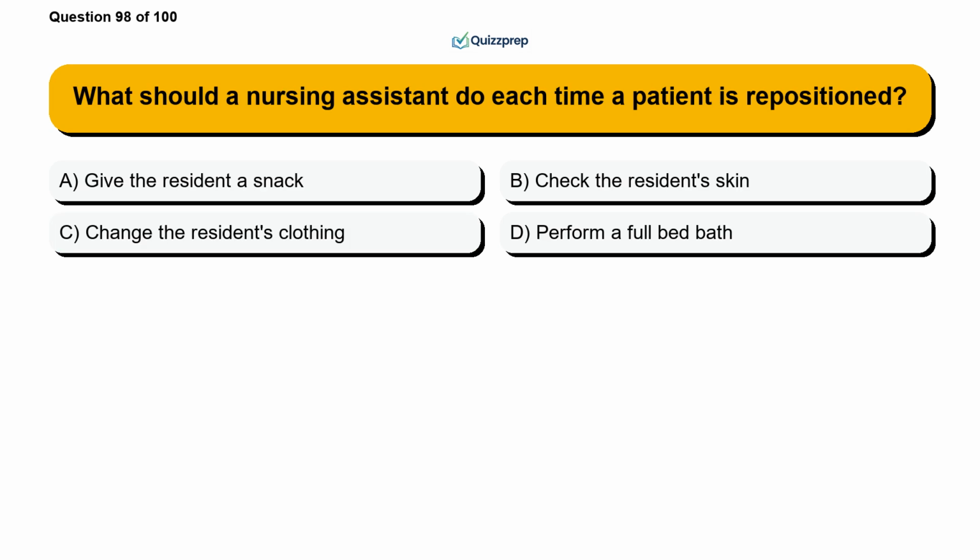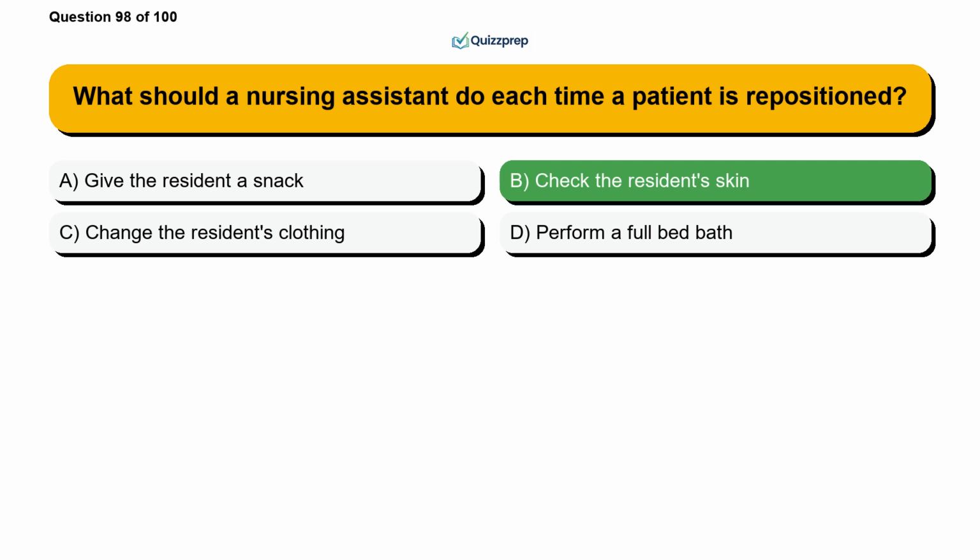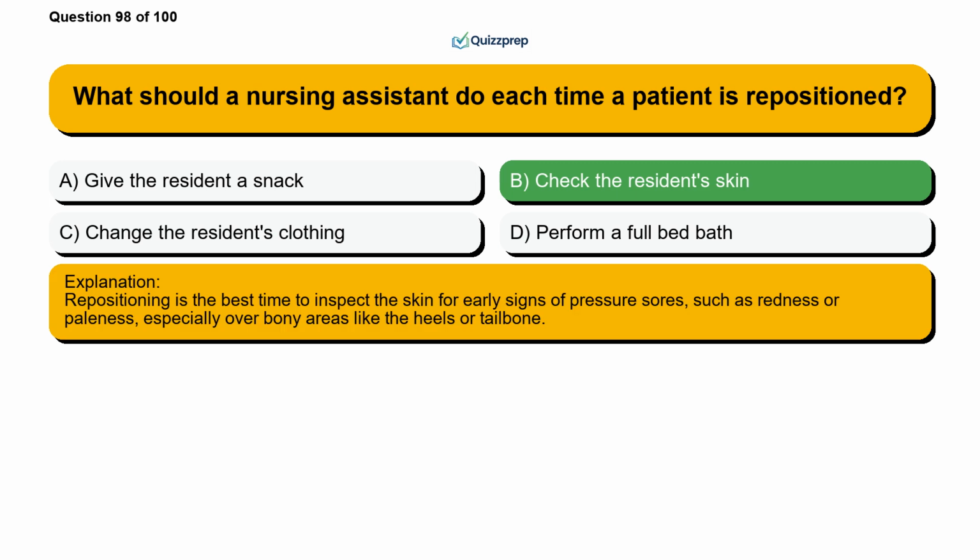Question 98. What should a nursing assistant do each time a patient is repositioned? Option A, give the resident a snack. Option B, check the resident's skin. Option C, change the resident's clothing. Option D, perform a full bed bath. The correct answer is option B, check the resident's skin. Repositioning is the best time to inspect the skin for early signs of pressure sores, such as redness or paleness, especially over bony areas like the heels or tailbone.